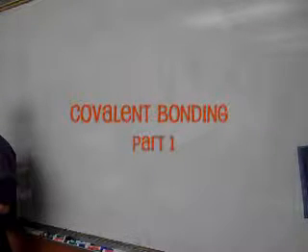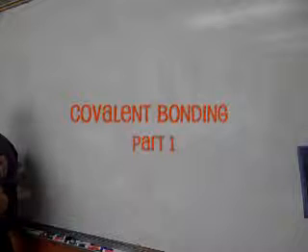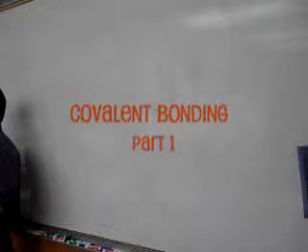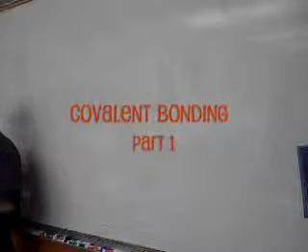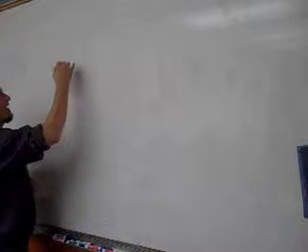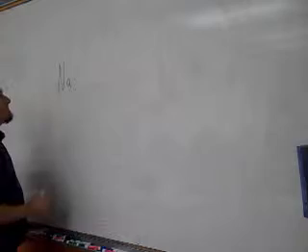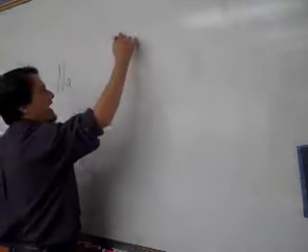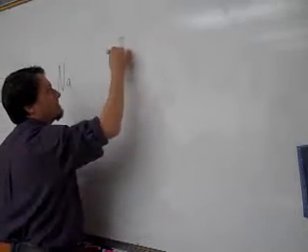Yesterday, we talked about ionic bonding, bonding between ions. And the thing about ionic bonding is that, let's say we have sodium and fluorine.